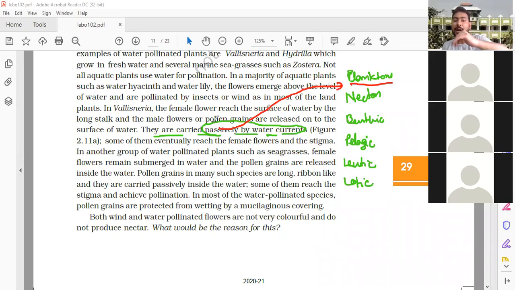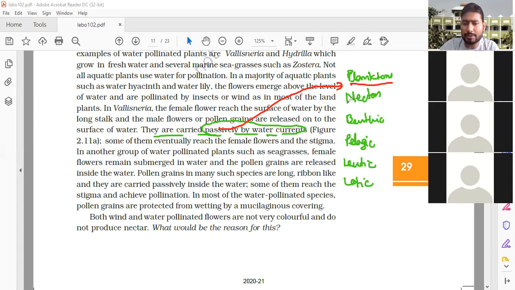They are carried passively by water current. Passively means they are not using their own energy. They are moving along with the water current. Clear? Plankton means the animals or plants which are found on the surface of water, they move along with the water current. If it is an animal, that is zooplankton. If it is a plant, phytoplankton. So this is called the plankton. Plankton means they move along with the water currents, with no expense of energy.